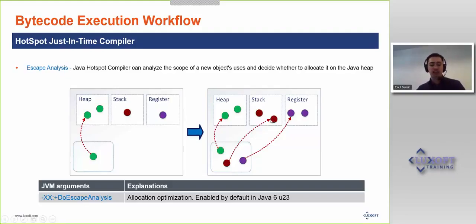By allocating the object instances on the stack, the number of GC cycles is reduced, and of course the heap occupancy as well, because once the stack frame is dropped, once we have a pop, all these instances are removed. Escape analysis is enabled by default starting with JDK Java 1.6 update 23.